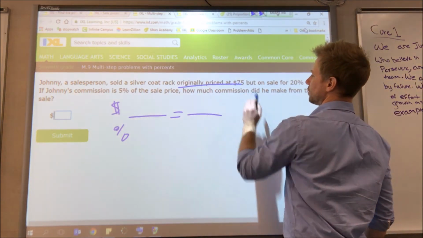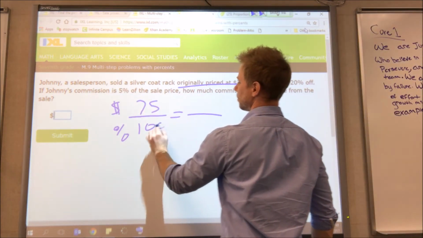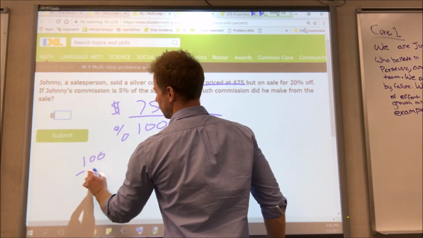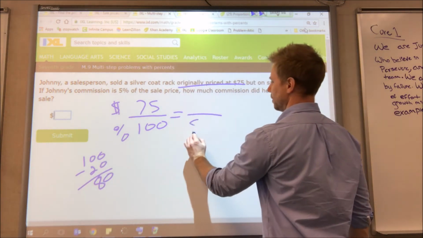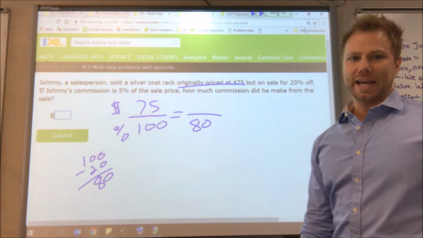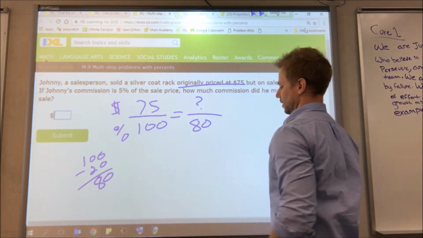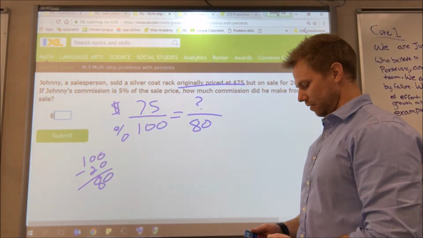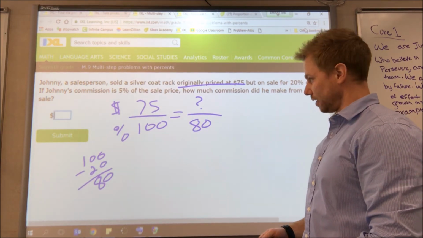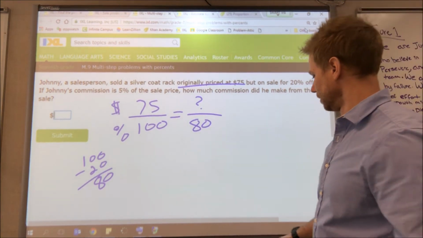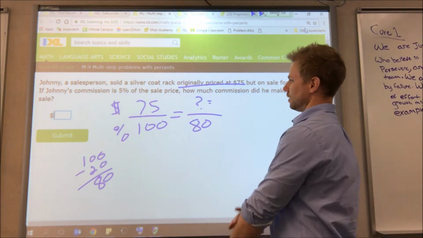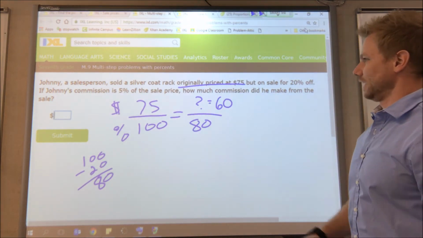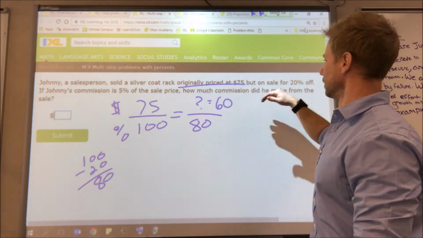Okay, original price is 75, so we know it's 75 and 100 together. 20% off. So if I subtract 20% from 100%, that leaves us with 80%. That means the buyer is going to pay 80% of the original price, and we can use proportion to figure out how much that will be. Cross multiply, divide. 75 times 80 divided by 100 is 60. So that means he paid $60 for that jacket. Now the person that bought it paid $60 for it.